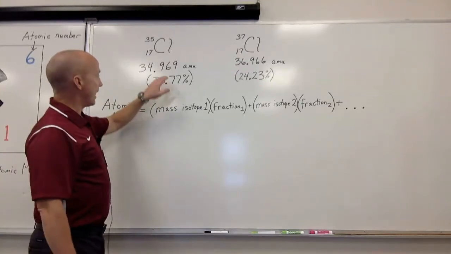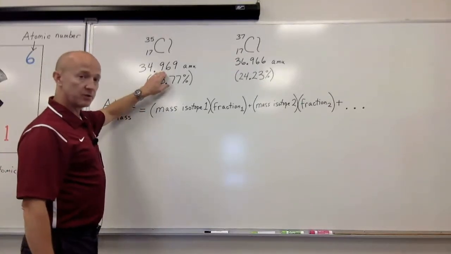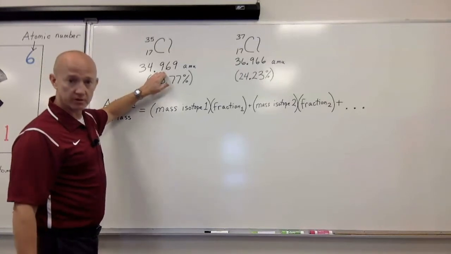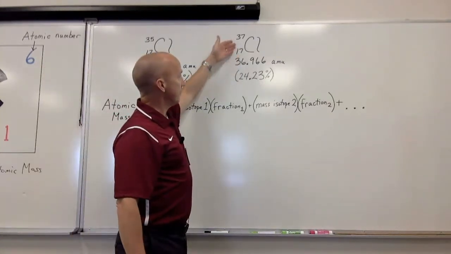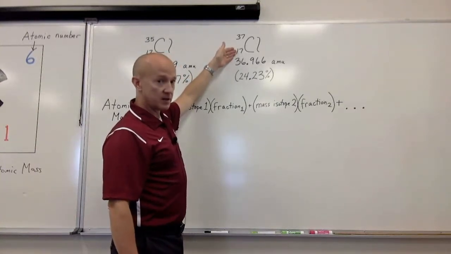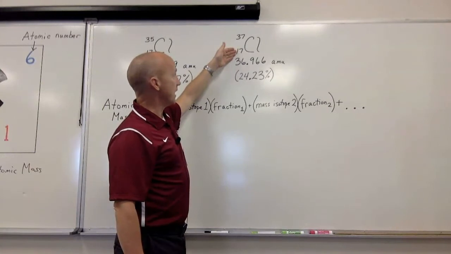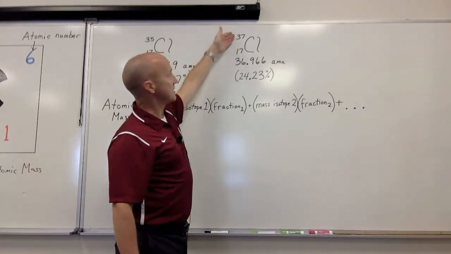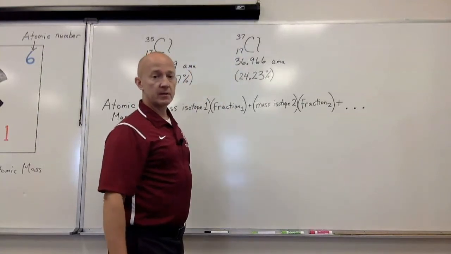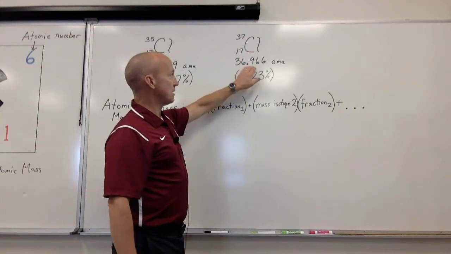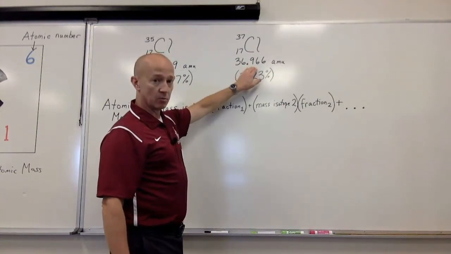Now, the actual mass of chlorine-35 is 34.969 atomic mass units, or Daltons. Here is chlorine-37. Again, 17 protons because chlorine always does. In this case, we have 20 neutrons. 17 and 20 make a mass number of 37. The actual mass of chlorine-37 is 36.966 AMU, or Daltons.